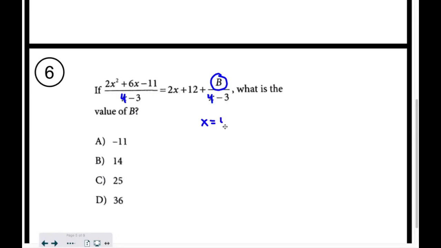And the reason I did that was because that would make these denominators just 1. And that, to me, makes the problem a lot easier. So I replace each x with 4. And if you want, just use a calculator.